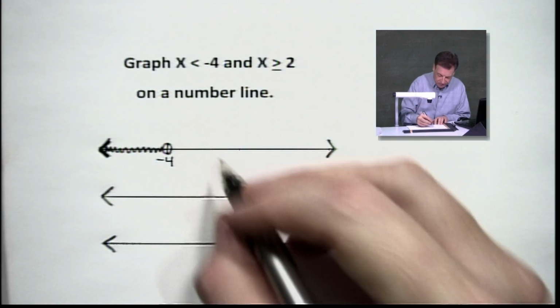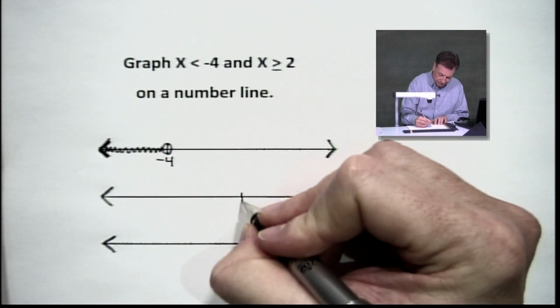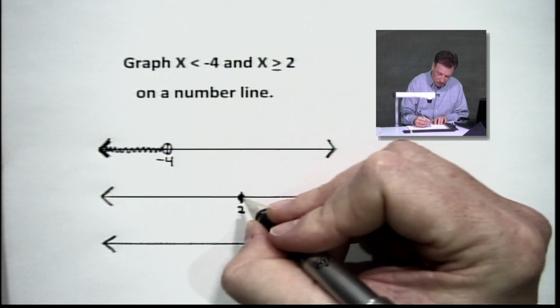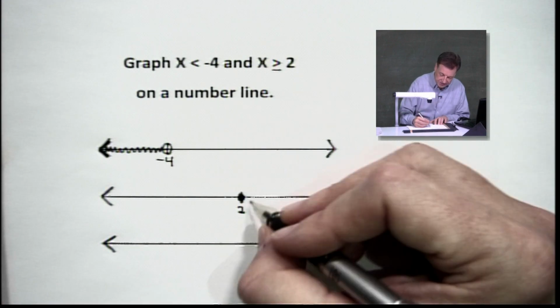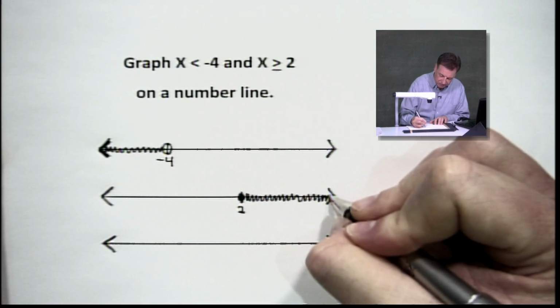Take a look at this one. X is greater than or equal to 2. Find a 2. It's somewhere on the right, so to speak. We'll open that circle. No, we're going to close it because it says equals 2, doesn't it? All right. So let's put a nice greater than shade. That goes to the right.